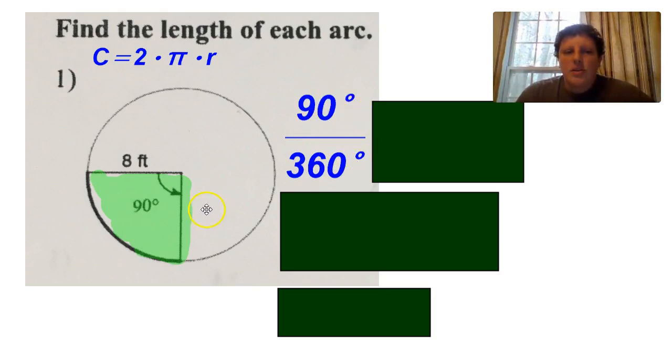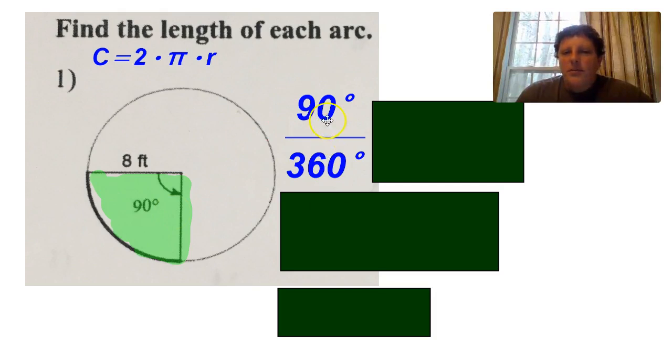And this is just a fraction where you take the degree measure of whatever the arc is. Remember, it's the same as the central angle. So if this angle is a 90-degree angle, then this arc is also 90 degrees. And I'm going to divide that by 360 degrees because the whole circle is 360 degrees, and this part of the circle would be 90 over 360 degrees.